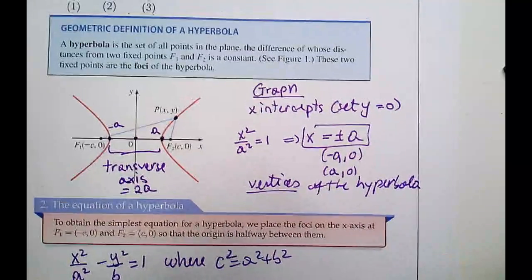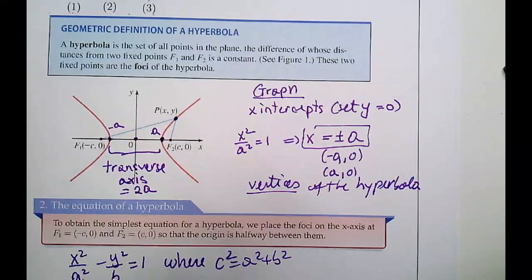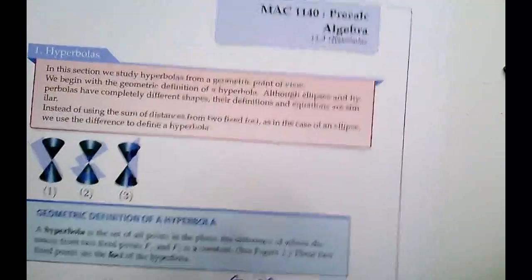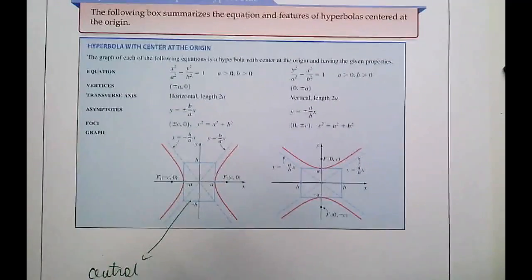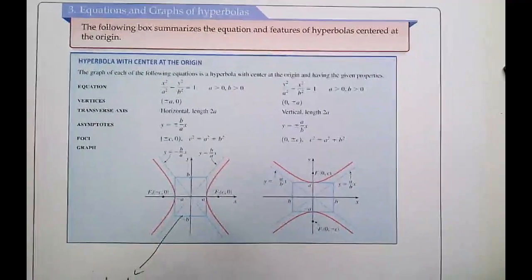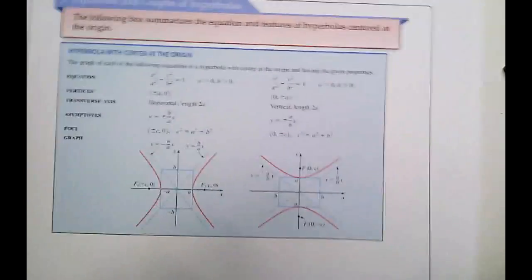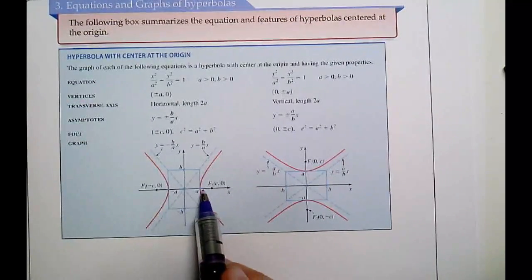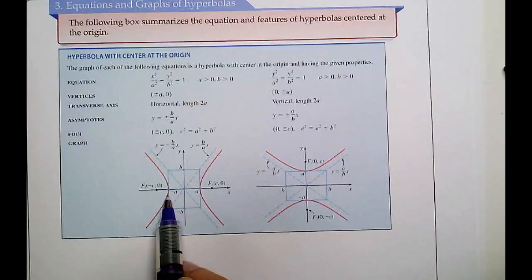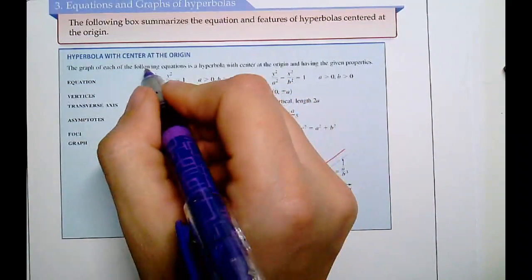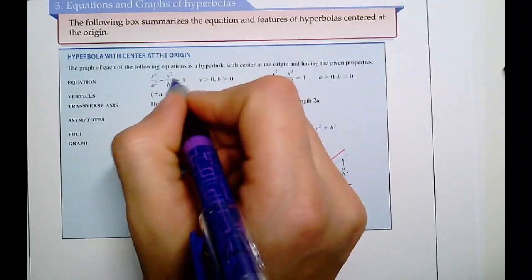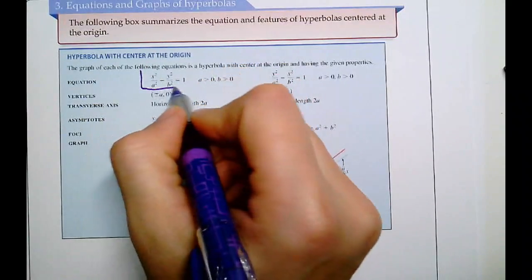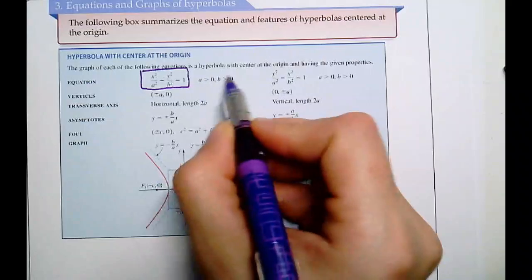So this is just some terminology that comes with the hyperbolas. To put it all together, we're going to have two types of hyperbolas. When the vertices are on the x-axis, you have x squared over a squared minus y squared over b squared equals 1, where both a and b are positive numbers.